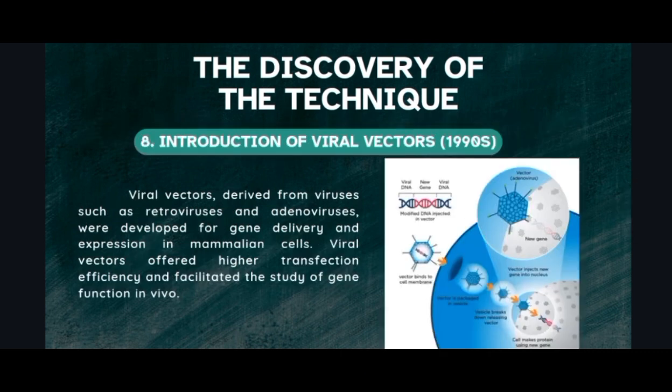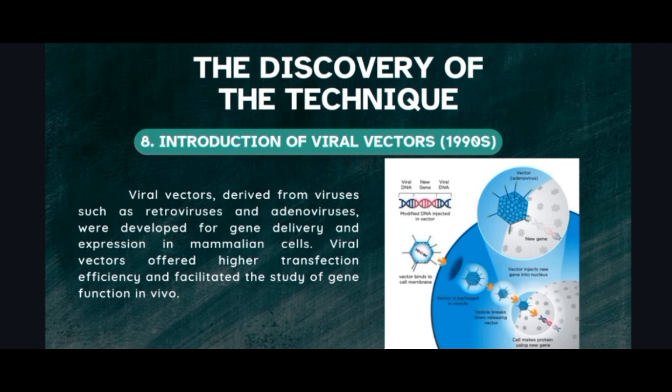Eighth is the introduction of viral vectors. Viral vectors derived from viruses such as retroviruses and adenoviruses were developed for gene delivery and expression in mammalian cells. Viral vectors offered higher efficiency and facilitated the study of gene function in vivo. So, viral vectors are modified viruses that can be used to deliver genes into the cell.